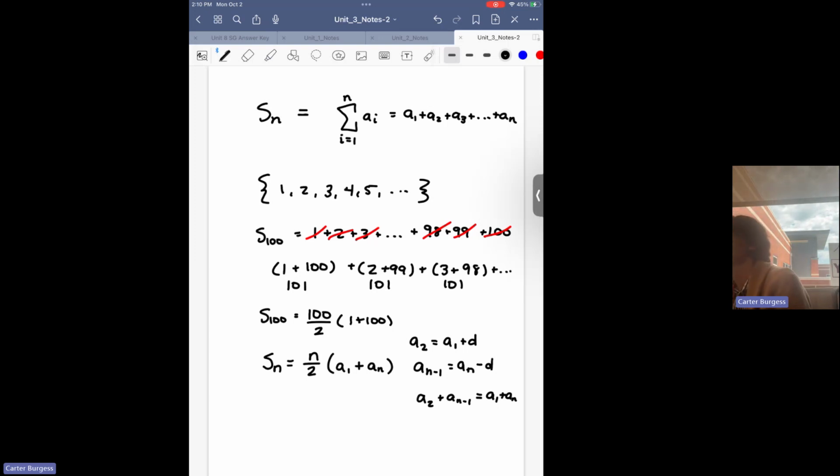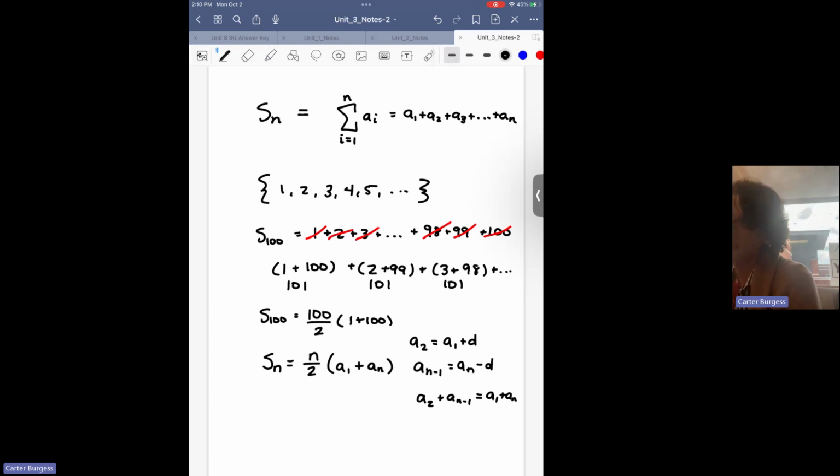The good news for us is that even when n is odd, well, if we think about doing this with 101, for instance, and we think about making pairs, in this case my pairs are adding up to be 102. So 1 plus 101, 2 plus 100, 3 plus 99, and so on. They're all adding up to be 102. I get to 50 plus 52. And then what number is right in the middle of 1 and 101? 51 is right in the middle.